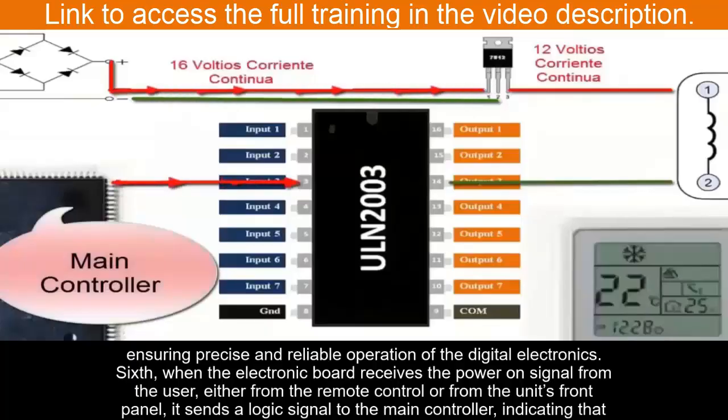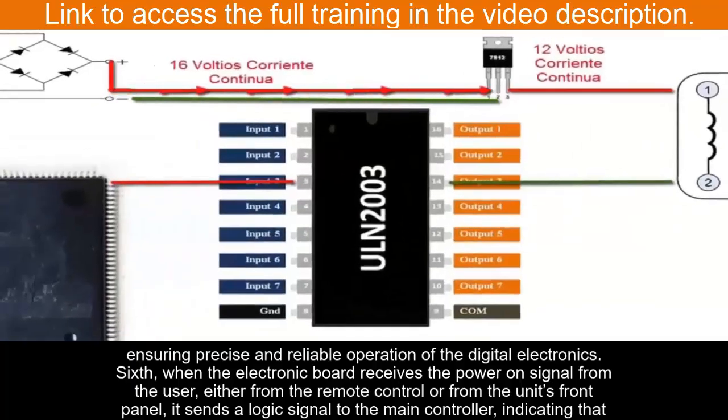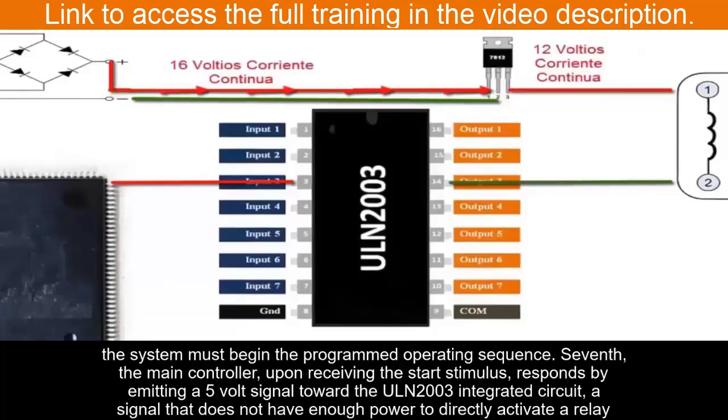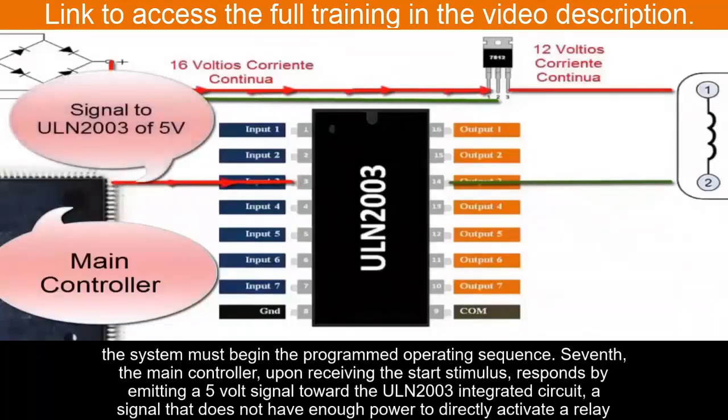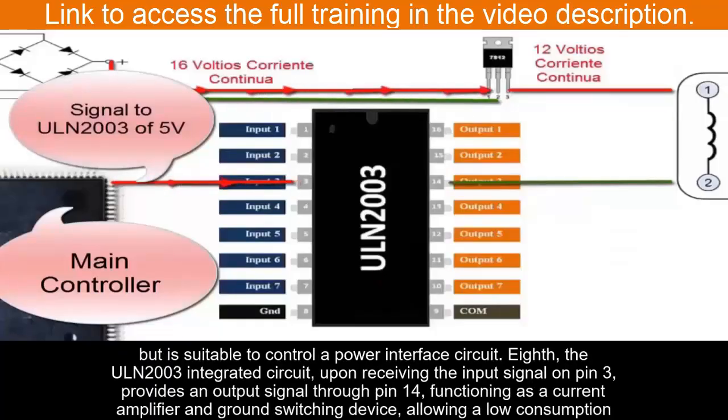from the unit's front panel, it sends a logic signal to the main controller, indicating that the system must begin the programmed operating sequence. Seventh, the main controller, upon receiving the start stimulus, responds by emitting a 5-volt signal toward the ULN2003 integrated circuit, a signal that does not have enough power to directly activate a relay, but is suitable to control a power interface circuit.